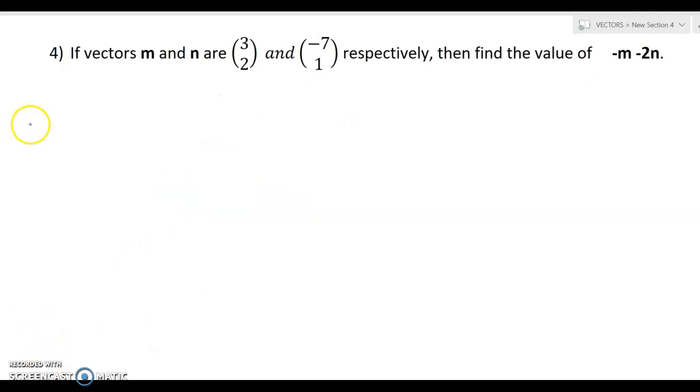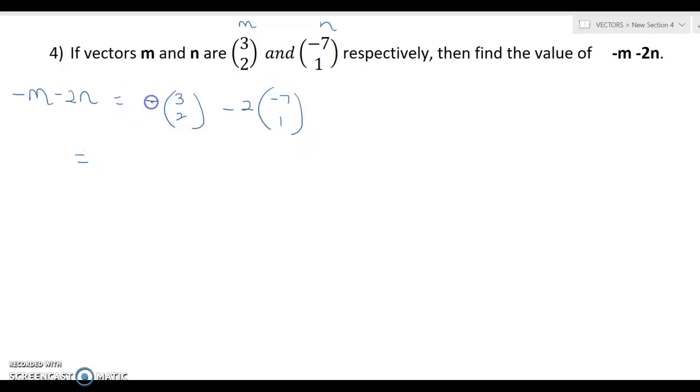And our last question for these types here. Again, you could just work it out first, press pause, work it out, and then press play when you're ready. So here we want to get negative M take away 2N. If vectors M and N are (3, 2) and (-7, 1), then negative M would be (-3, -2), take away 2N, so that'll be 2 by whatever N is, which is (-7, 1). So let's simplify this.